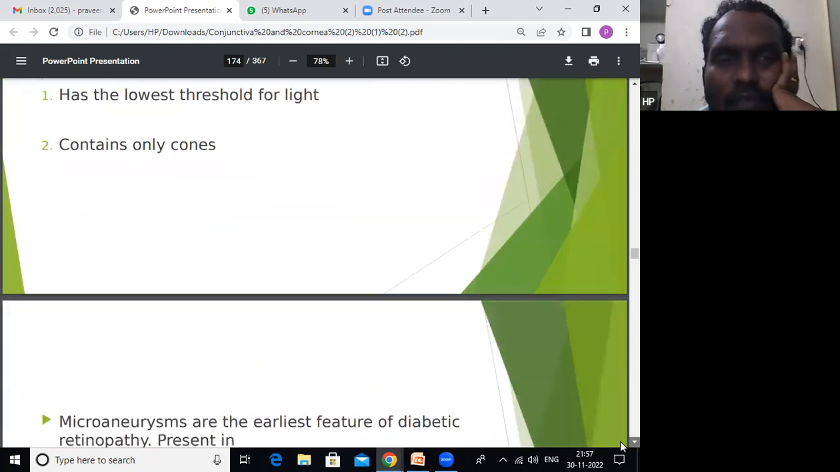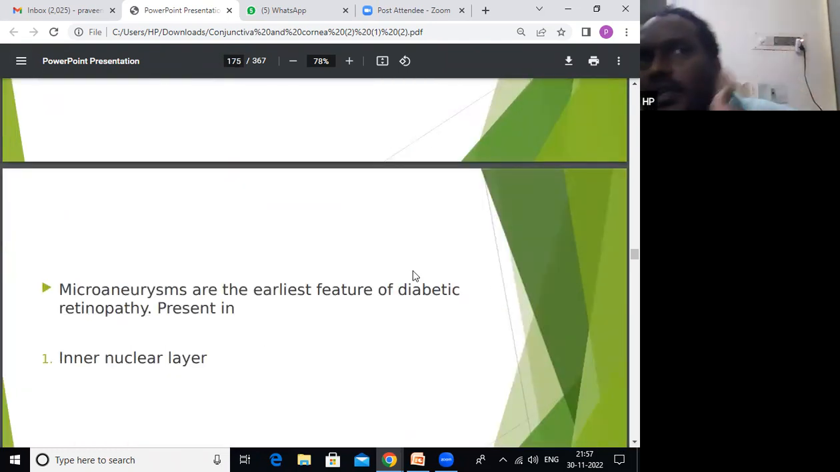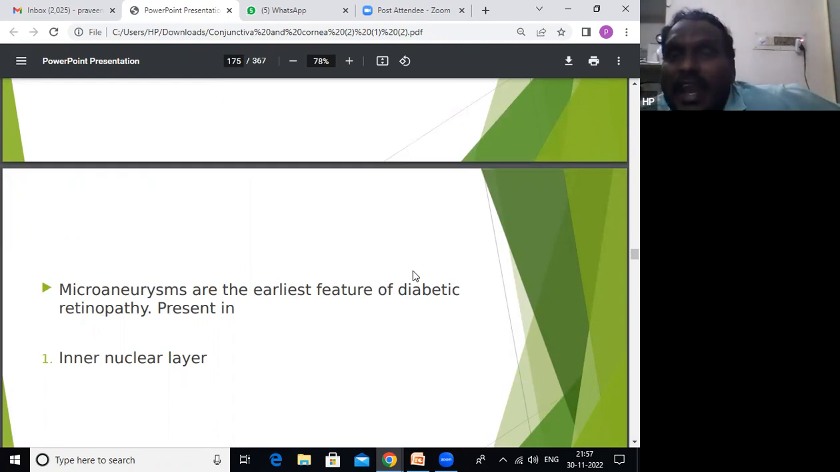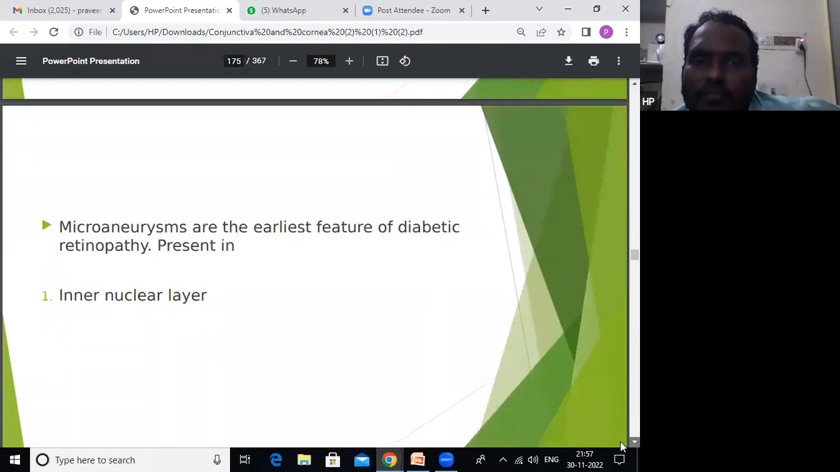Which is the earliest feature of diabetic retinopathy? The earliest feature of diabetic retinopathy is microaneurysms. What are microaneurysms? They're outpourings seen at the capillary end of the venule. The earliest manifestation of diabetic retinopathy is microaneurysm.